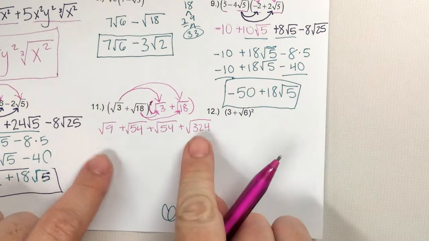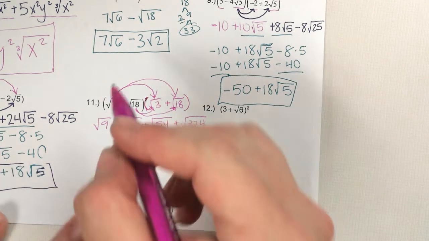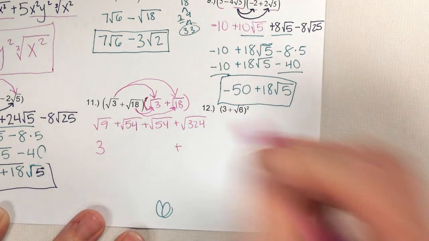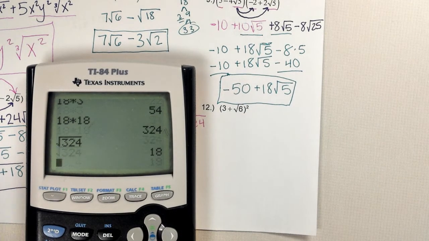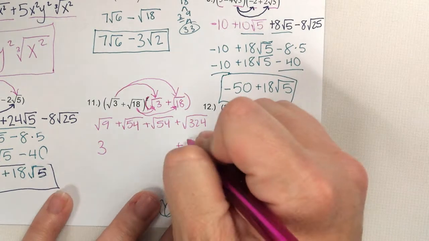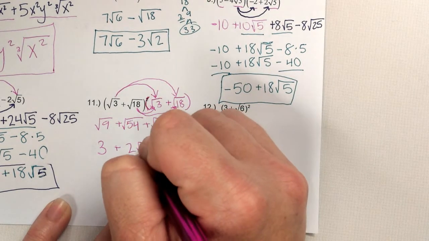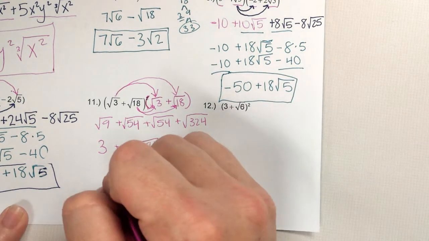Now I know these two should be perfect squares because I multiplied the same thing twice. The square root of 9 is 3. And then the square root of 324 should be 18. And it is. And I have 2 square roots of 54. So 18 plus 3 is 21.